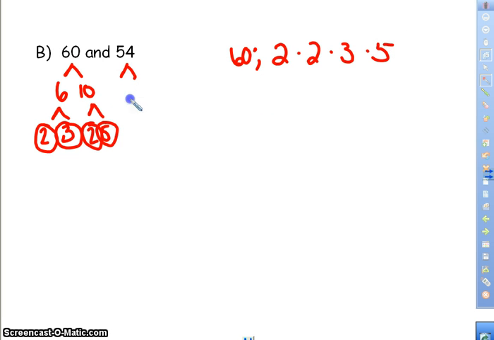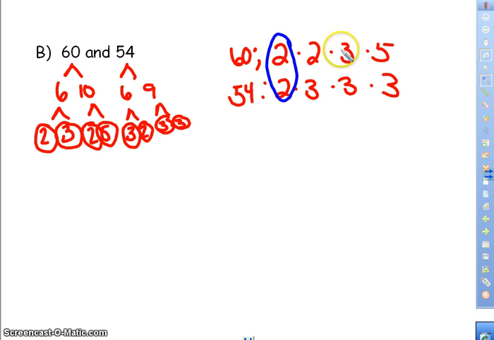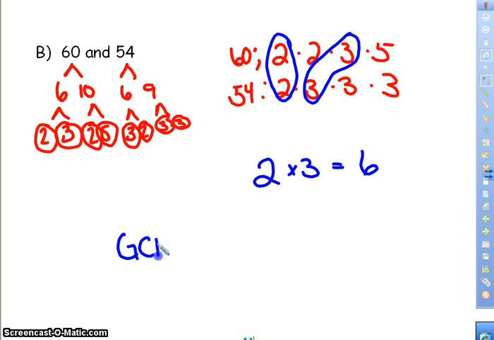For 54, I have 6 and 9. Both of those are composite. So I have 3 times 2, and then 3 times 3. So for 54, I have 2 times 3 times 3 times 3. Okay, all my common numbers. Once again, I have a 2 and a 3. Notice how I'm not circling this way. It has to be common between both numbers 60 and 54. So once again, I have 2 times 3, which is 6. So the greatest common factor is 6.